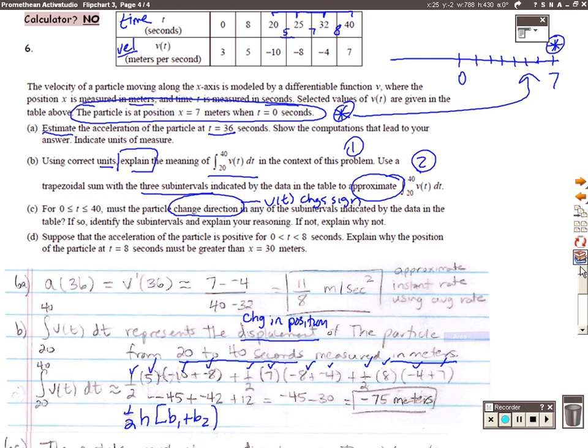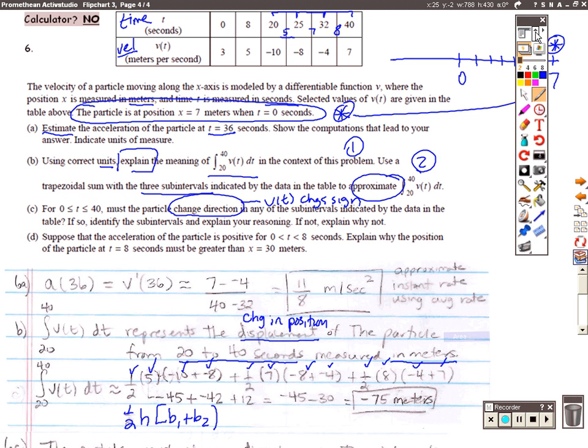Well, then I'm simply going to go up to the data in the table, and what I'm looking for is, in the velocity column, are we changing signs? Well, from 3 to 5, it does not appear that we are changing signs. From 5 to negative 10, now there could have been a sign change in here, but we can't guarantee it.